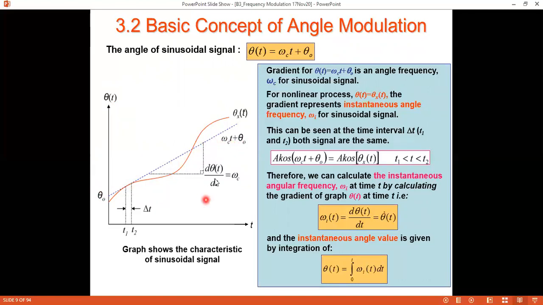The gradient of our theta t is equal to omega c, which is the carrier signal's radian frequency. From here we can see the relationship between the carrier's angle and the carrier's frequency: the gradient of our angle is our frequency. This is when our omega c is fixed. You can see the gradient of this linear graph is fixed, so omega c is also fixed. But we want our frequency to change, so the gradient then also has to change.